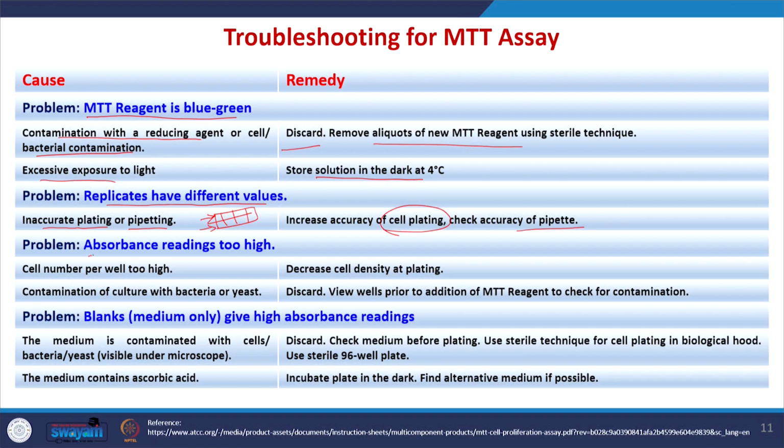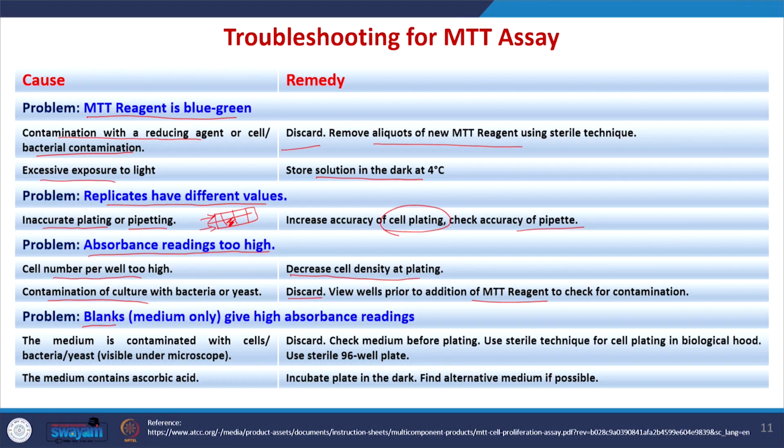And the third problem is absorbance readings are too high. It may be due to the cell number per well being too high. If the cell number is more in the wells, then the absorption will be very high. Then you have to decrease the cell density at plating, or it may be due to contamination of the culture with bacteria. The bacteria grow very rapidly. So if there is a bacterial contamination, that will also lead to an increase in the absorbance reading. In this case, we have to discard it, use fresh MTT reagent, and repeat the experiment.